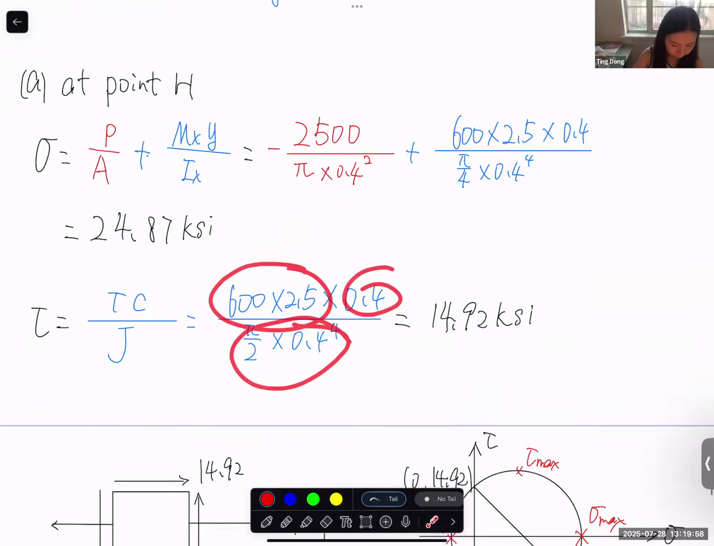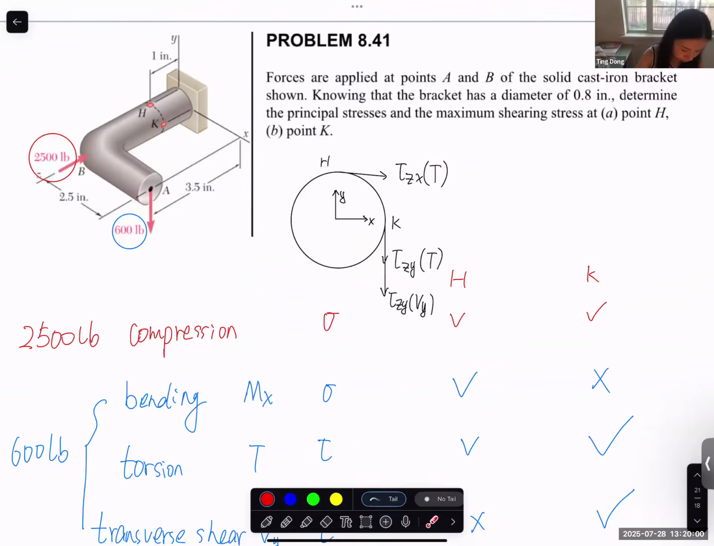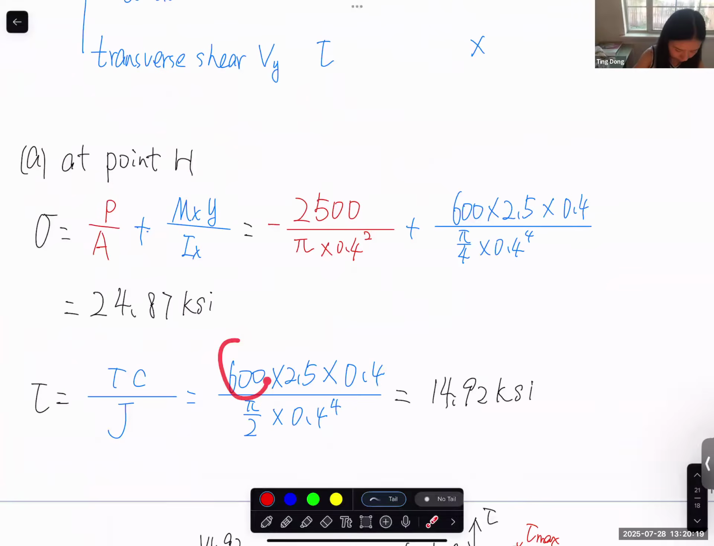TCJ. For the torque, I want to emphasize here, this is the 600 for the force, and this should be the distance for generating this torque. So torque equals this force times this distance, 600 times 2.5.